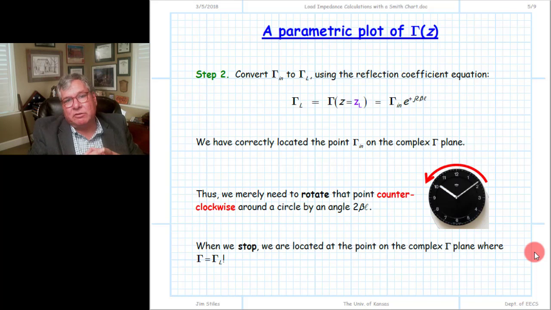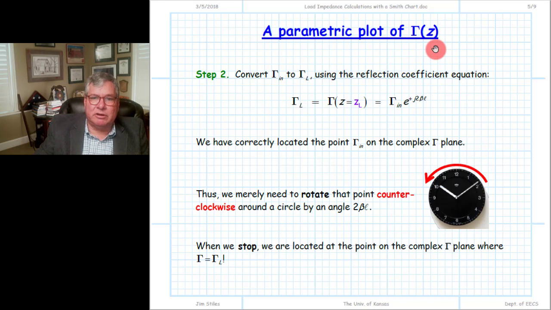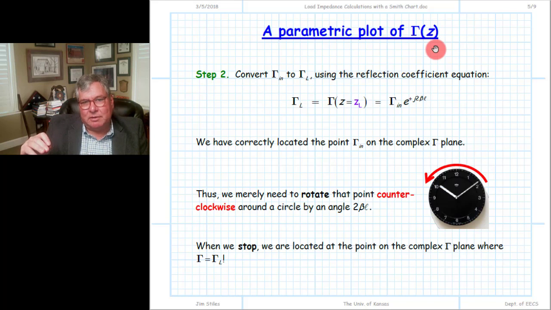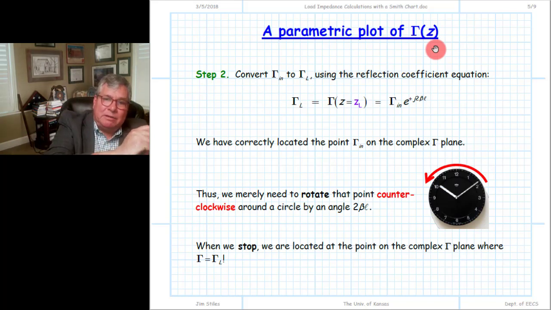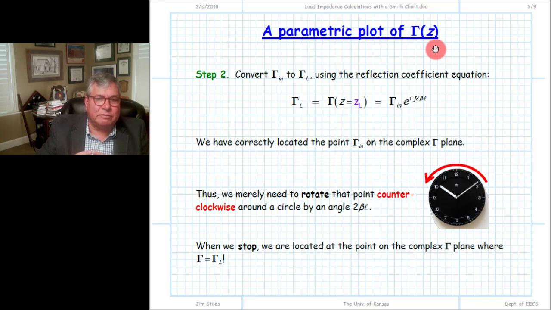Step 2 then is to parametrically plot the reflection coefficient function along our transmission line. In the earlier examples, we plotted this function from the load reflection coefficient back up the line to the input reflection coefficient. But in this problem, we know the input reflection coefficient. We're trying to determine the load reflection coefficient and ultimately the normalized load impedance. So in this case, we're going to parametrically plot the reflection coefficient function from the input reflection coefficient down the transmission line to the load reflection coefficient.